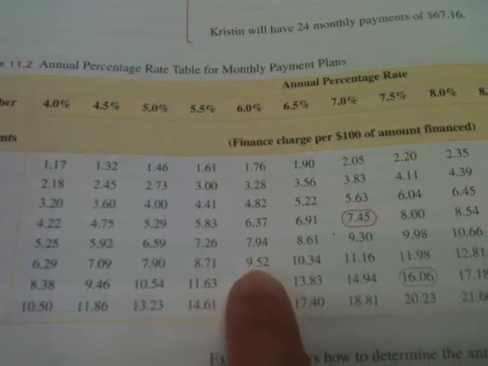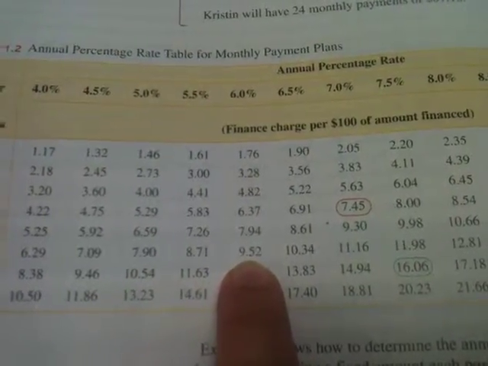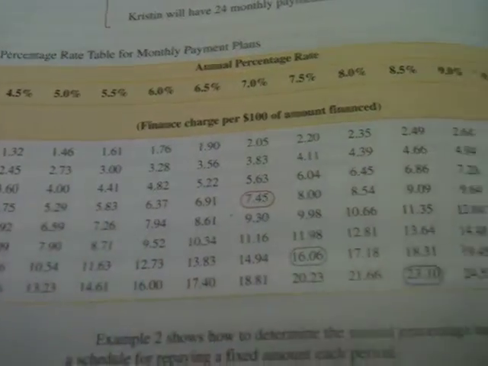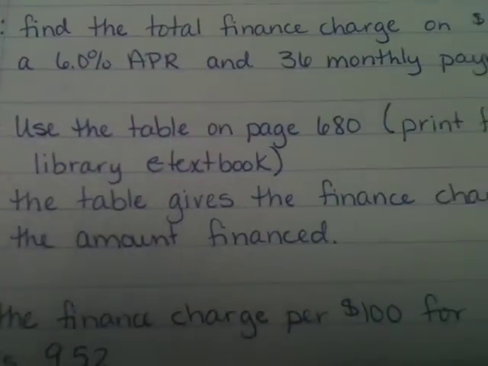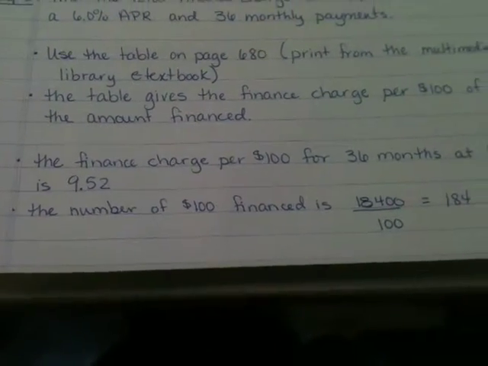They have a 6% APR, so they will be charged $9.52 for every $100 that they borrow. So notice that it is that $9.52.